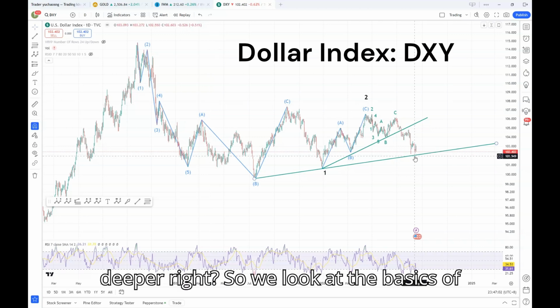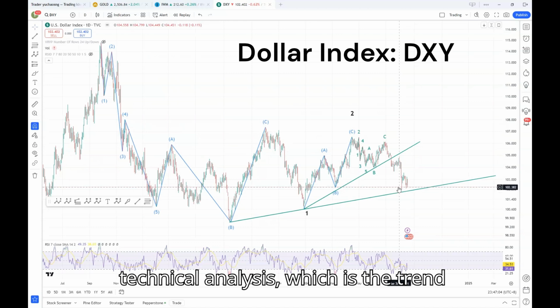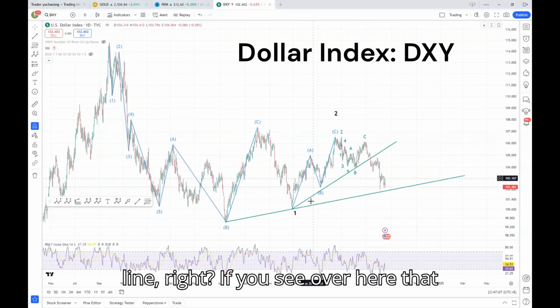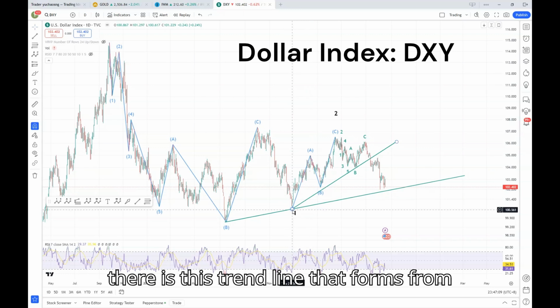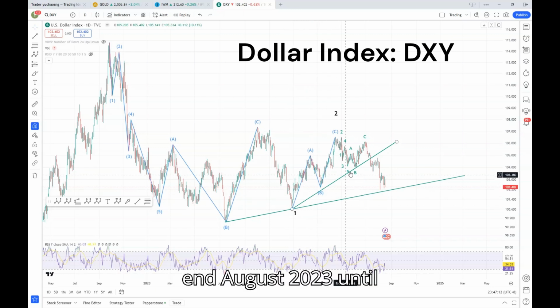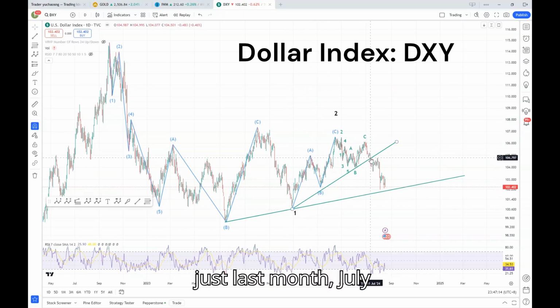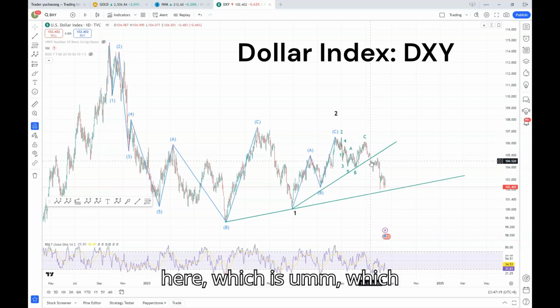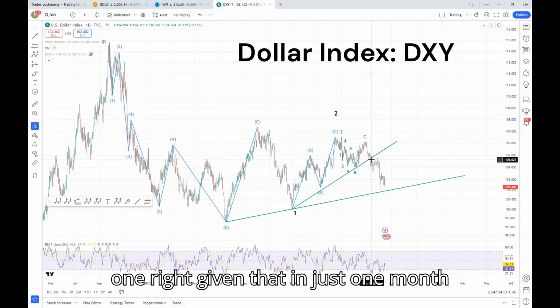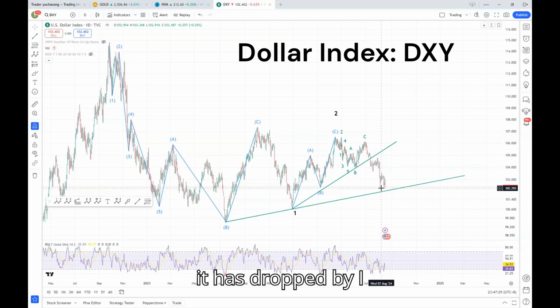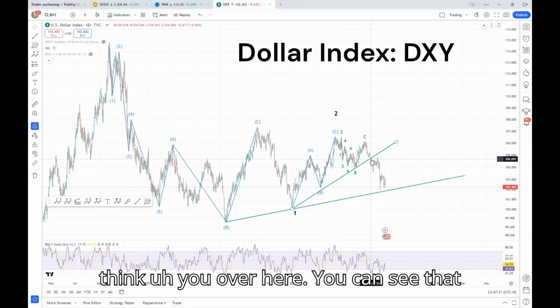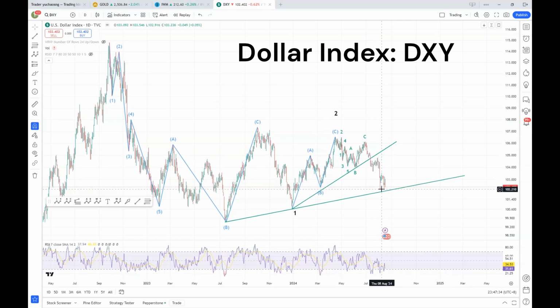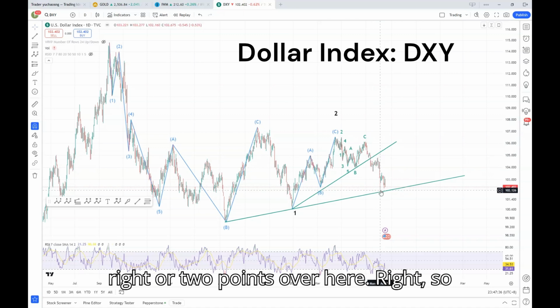So we look at the basics of technical analysis, which is the trend line. You see over here that there is this trend line that forms from end August 2023 until just last month, July 2024. So there is a breakdown here, which is quite a fast one, given that in just one month it has dropped by more than 200 pips, or 2 points over here.